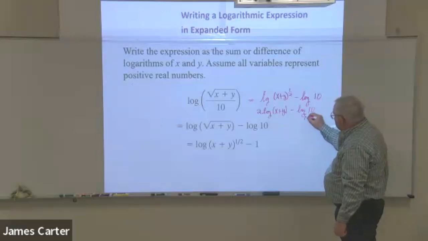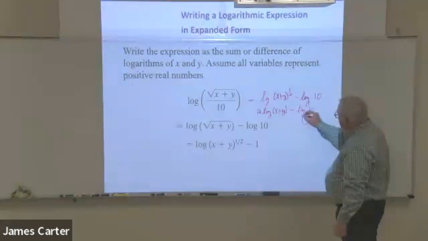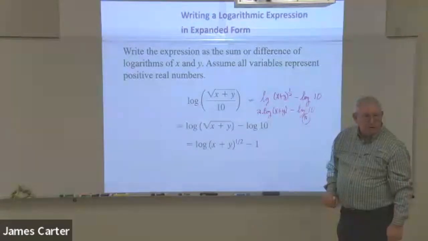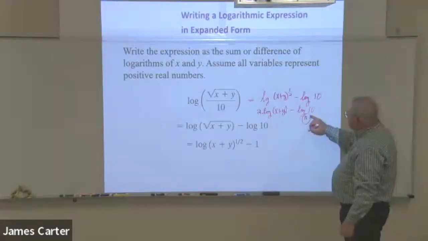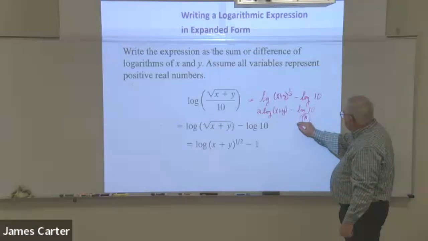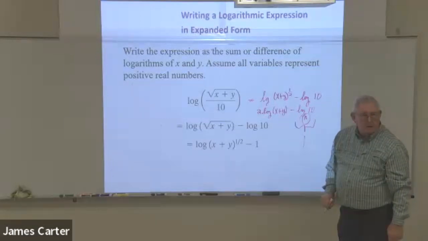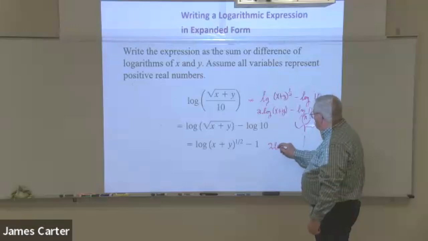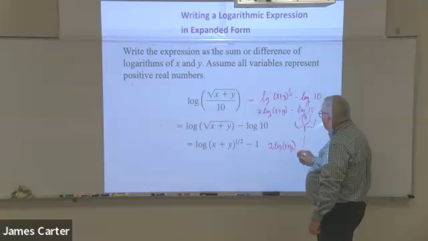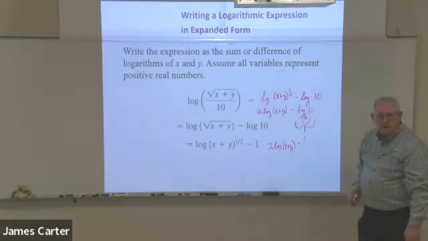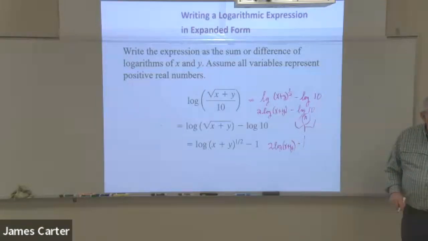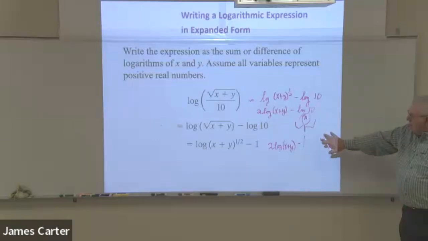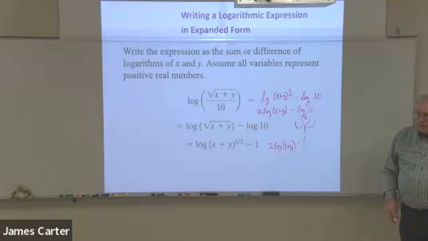I can remember that there's a hidden base 10 here. So I've got log base 10 of 10. This thing is equal to 1. So what do I end up with? 2 log of x plus y minus 1. Now that's the approach I would use. There's nothing wrong with the other one.